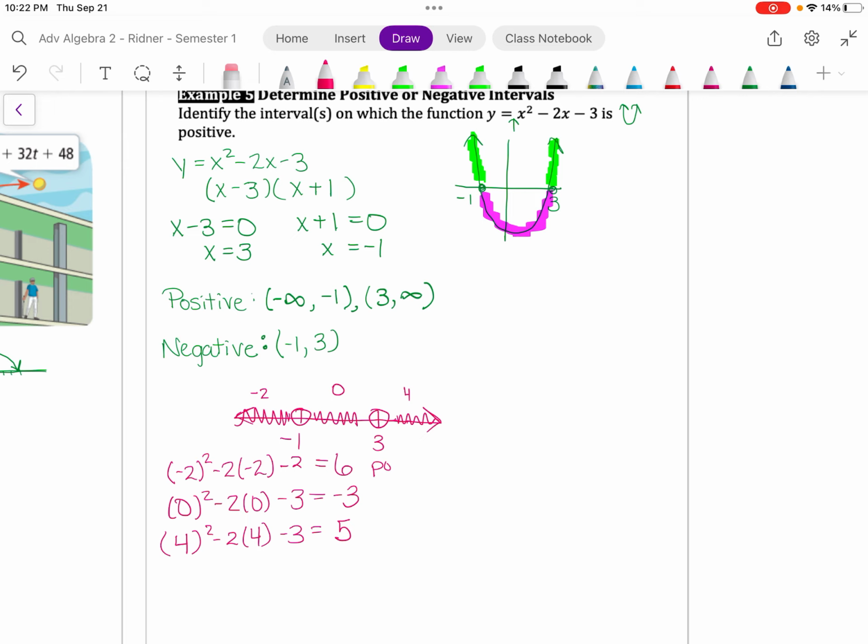The first one is a positive, the second one is a negative, and the third one is a positive. Well, those are the exact same answers that we put looking at the graph. So you can do it algebraically or with the graph. I still prefer the graph, but I like to show you that there is another way to do it.